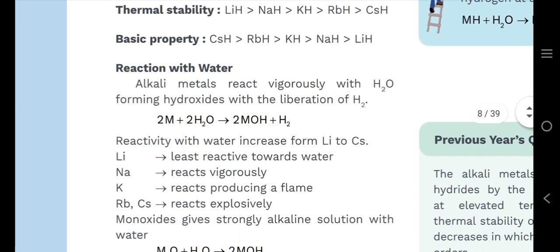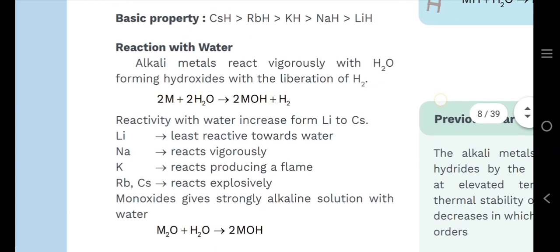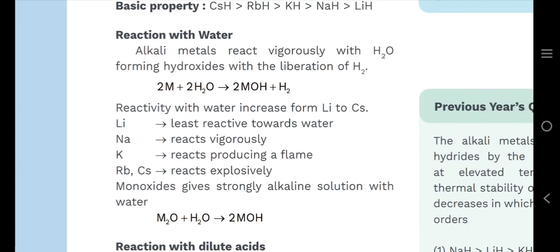Reaction with water: alkali metals react vigorously with H2O forming hydroxide with the liberation of hydrogen gas. M plus H2O gives MOH plus H2. Reactivity with water increases from lithium to cesium. So lithium is least reactive towards water. Na reacts vigorously. Potassium reacts producing a flame, whereas rubidium and cesium react explosively.